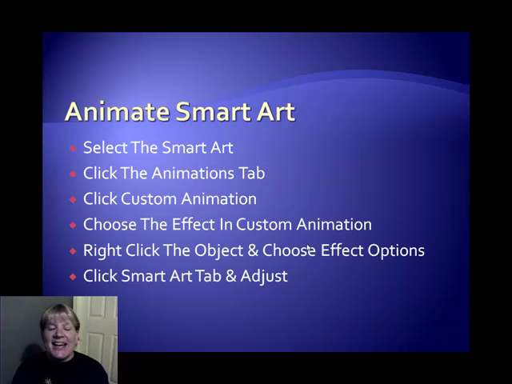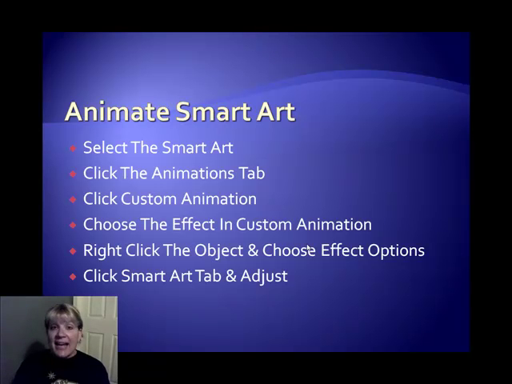And finally, animating the smart art, making it do things to appear on our page. You select the smart art. You can see that when you want to change smart art or animate smart art, we have to select it. Once it's selected, you then can click on the Animations tab. The Animations tab is where you'll go when you want to animate anything inside of PowerPoint. With that smart art still selected, under the Animations group, you're going to click Custom Animation.